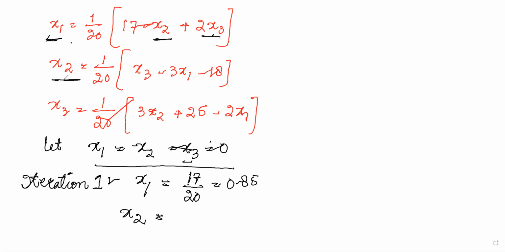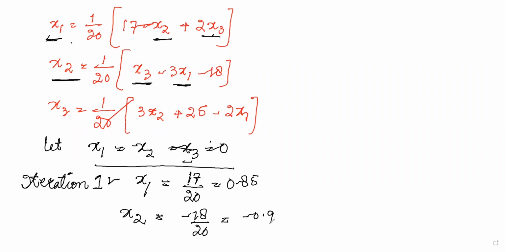Similarly, go to equation 2 and find the value of x2. When you are going to find the value of x2, what's very important is to substitute x1 equal to 0 and x3 equal to 0 to obtain the value of x2. Are you getting me or not? So as you go, it will be minus 18 by 20, that is minus 0.9.